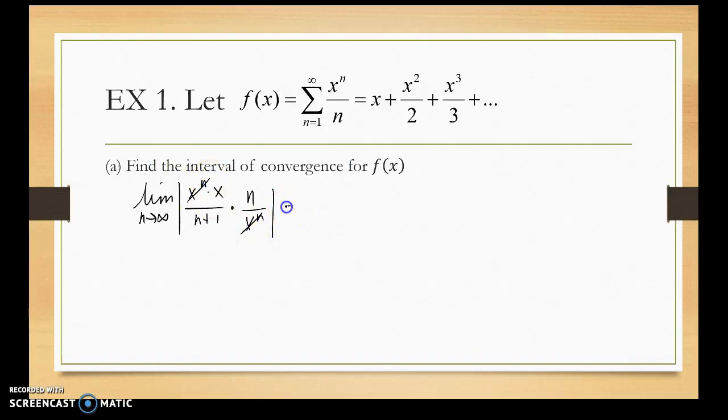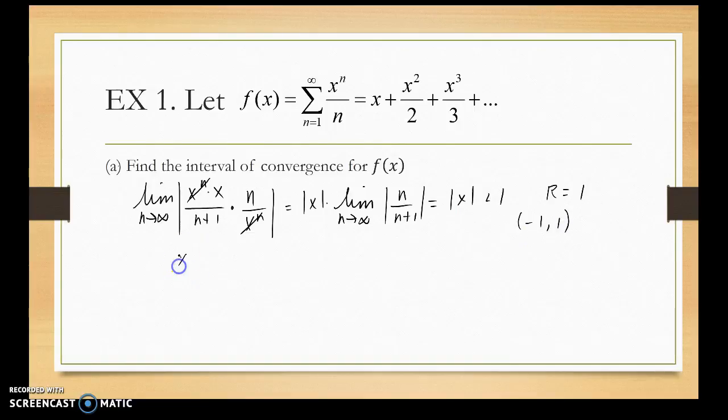The x to the n's cancel. This becomes the absolute value of x times the limit as n approaches infinity. So the absolute value of x is less than 1. So the radius of convergence will be 1 for all of example 1, because we're just studying this one series for right now. Center is at 0, so let's check the endpoints of -1 and 1.